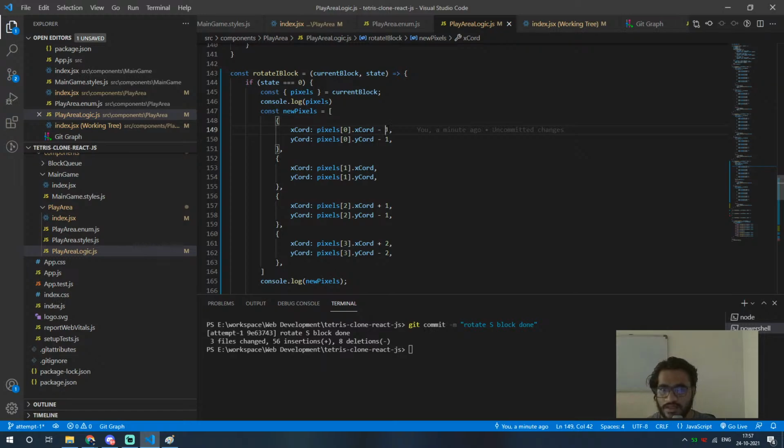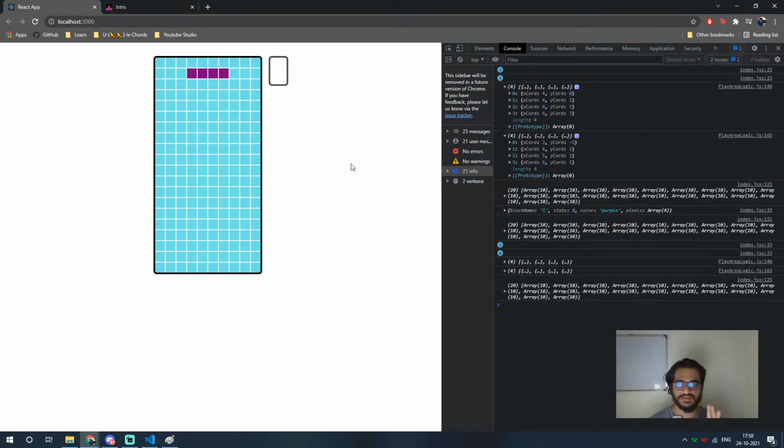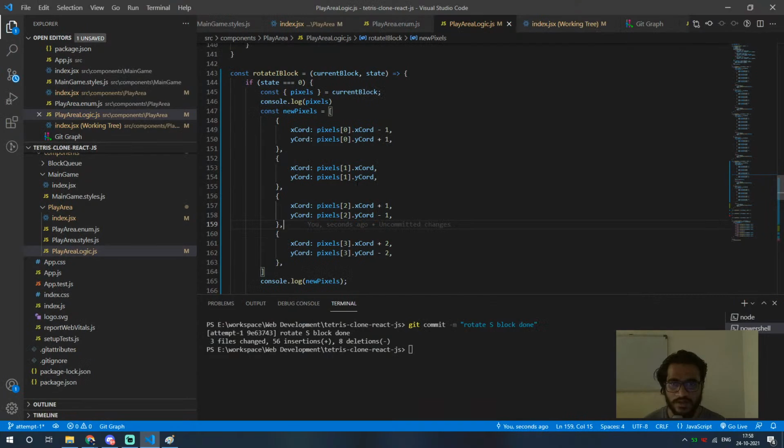Okay, right. The first pixel would be -x plus y, because the first pixel would go down. That's why it is plus y. Then the second pixel is the anchor, so it would stay the same. Plus x minus y. Okay, I think this should do. Right, this is fine. This is perfect.